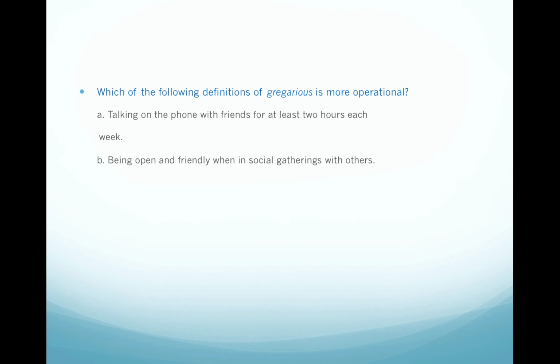So for instance, here we have: which one of the following definitions of gregarious is more operational? So how sociable are you? A would be talking on the phone with friends for at least 2 hours each week. And then B would be being open and friendly when in social gatherings with others. So in this case, you probably guessed it, A is the better option because it's actually something that's measurable, right? You can actually check a box whether or not you talk at least 2 hours with your friends each week or not. Whereas being open and friendly in social gatherings, right, that's a great definition, but it really isn't measurable.